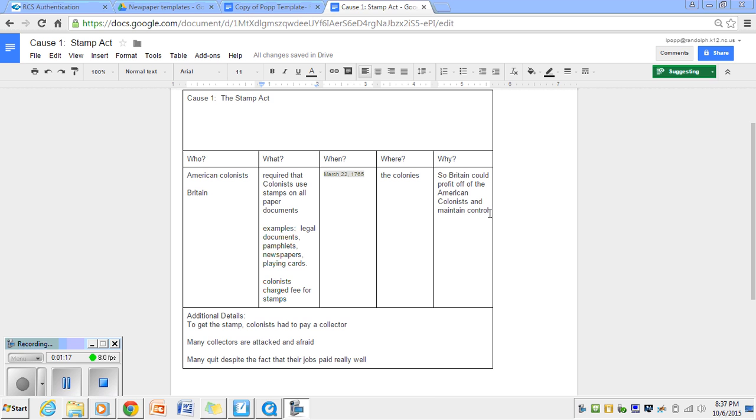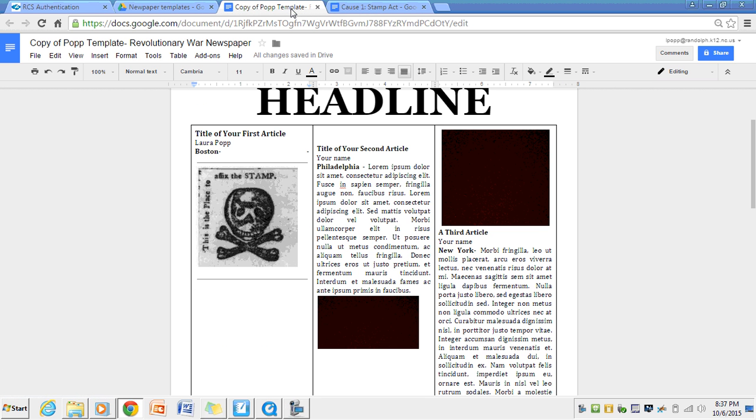So for starters, let's look at my newspaper template. I have an image here of the stamp, so that's ready. I need to put a caption in. I also need a title, but first I think I want to go ahead and write this article and then create a title that captures the gist of my article. So I'm going to jump right in to the editorial.